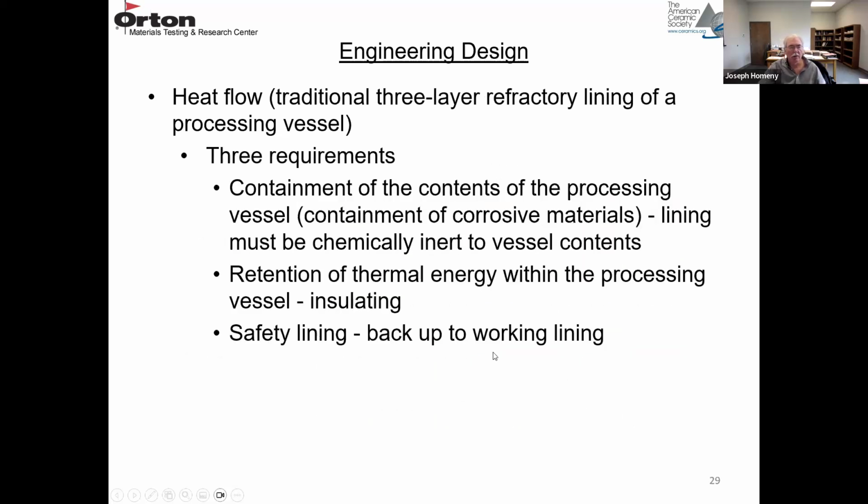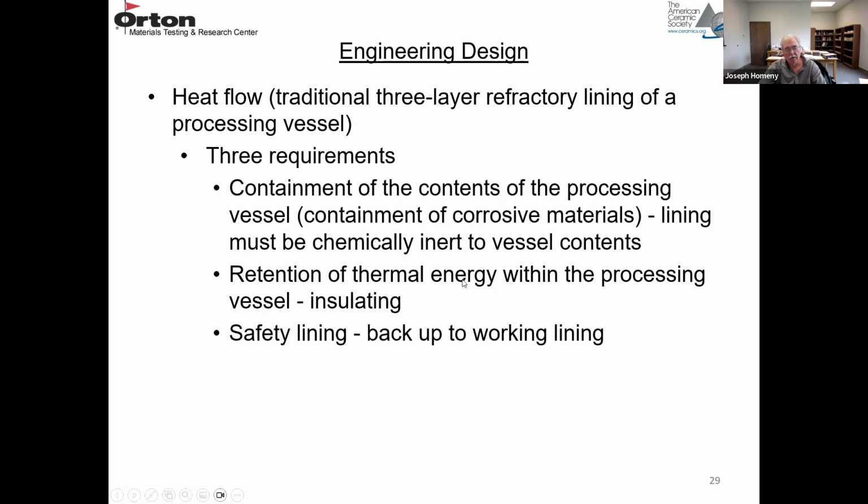So those are a couple examples of a two-layer refractory lining. You can also have a three-layer refractory lining. So there are three requirements here. Containment of the contents of the processing vessel. So that's simply the containment of whatever type of corrosive material you have. And again, the lining has to be chemically inert to whatever the vessel contents are.